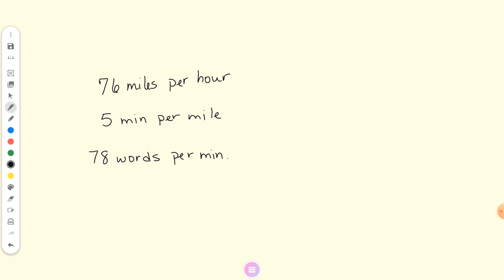5 minutes per mile means how many minutes does it take you to run 1 mile. 76 miles per hour means you drive 76 miles in 1 hour. So the word per usually comes before what number that's not actually there? 1. Usually the word per is used if it's per 1 something. Now let's look back at this example.